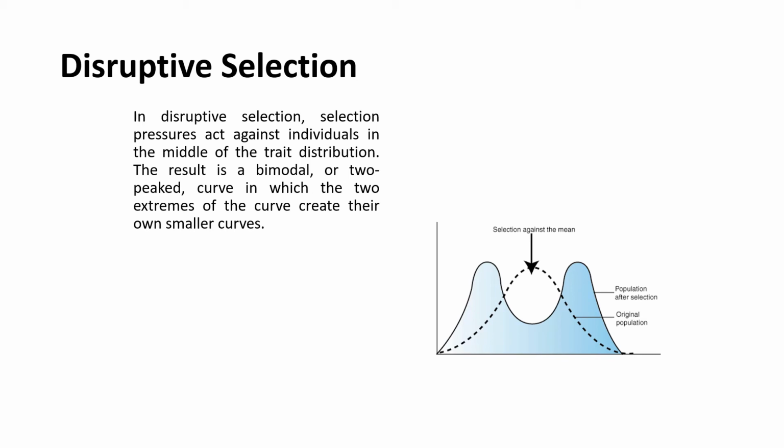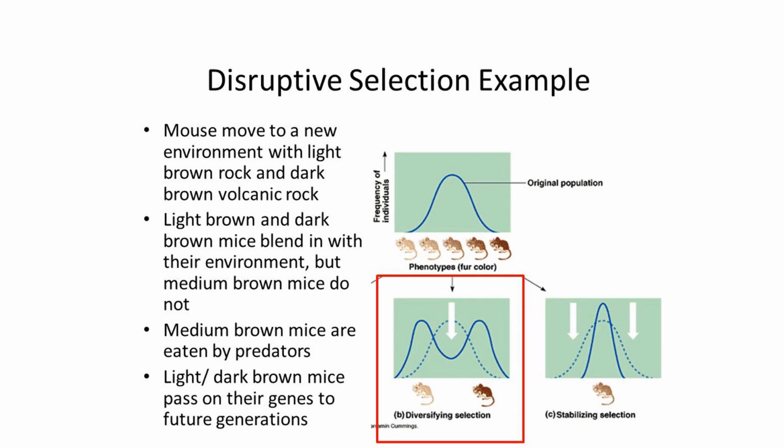So there will be two modes here. But the original population will have a single median at the center. The result is a bimodal or two-peaked curve in which the two extremes of the curve create their own smaller curves. Now, we'll be taking an example to understand this disruptive selection properly. So this is an example of disruptive selection.